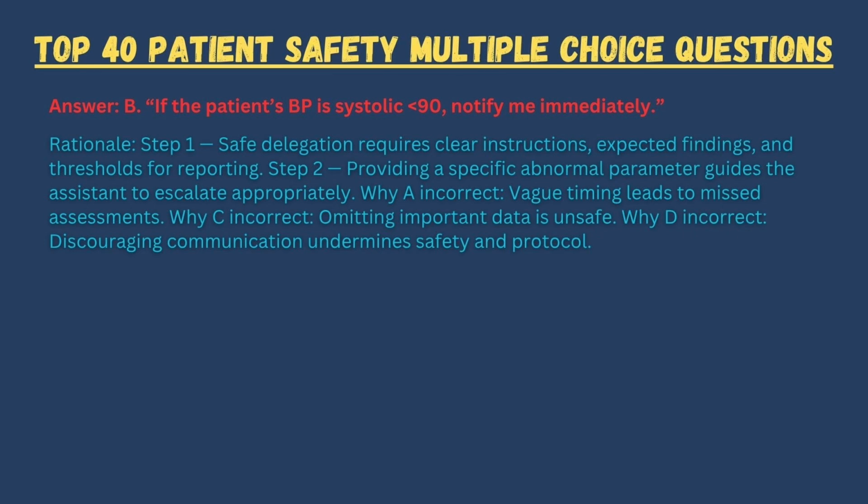Rationale. Step 1. Safe delegation requires clear instructions, expected findings, and thresholds for reporting. Step 2. Providing a specific abnormal parameter guides the assistant to escalate appropriately. Why A incorrect? Vague timing leads to missed assessments. Why C incorrect? Omitting important data is unsafe. Why D incorrect? Discouraging communication undermines safety and protocol.